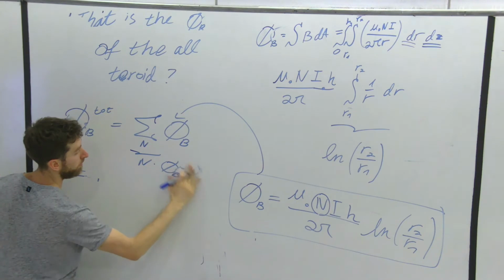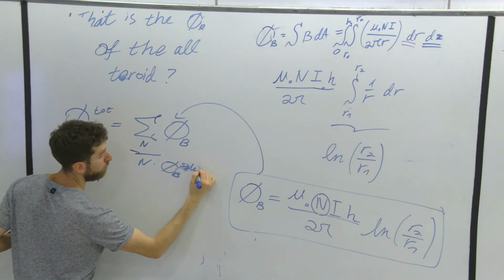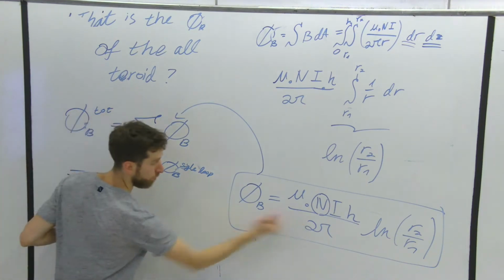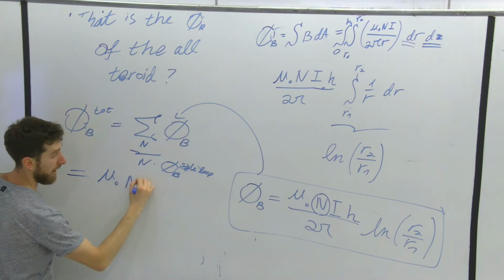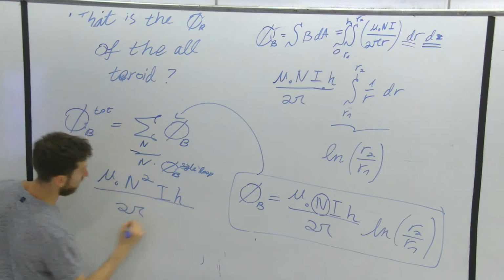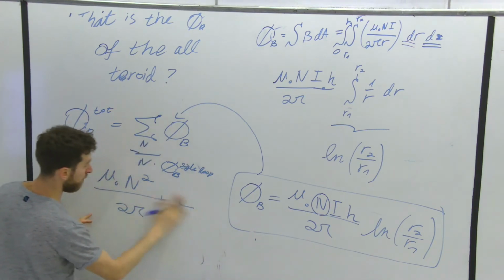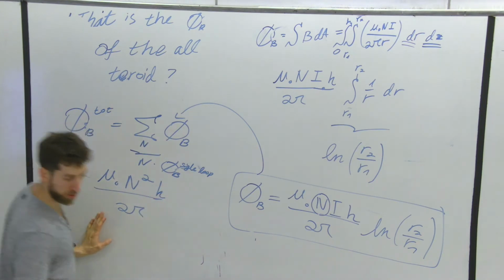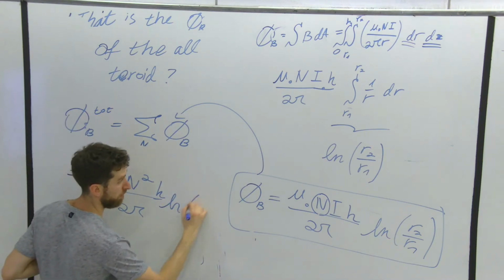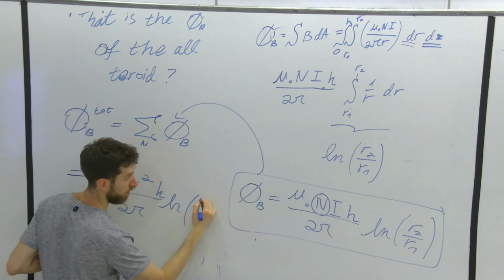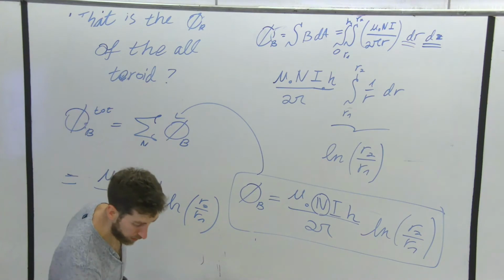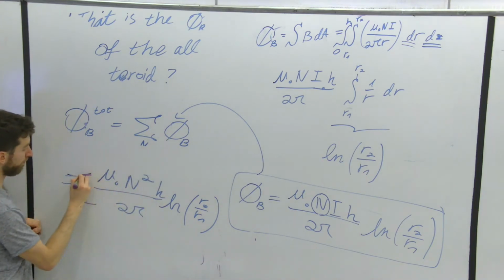Let's do a single loop, a coil with only one loop. This is the real thing. So this flux is mu0 n squared I h over 2 pi times ln R2 divided by R1. I'm putting I at the side, and you're going to understand in a second why I did it. And at the beginning, we had also I, the current.